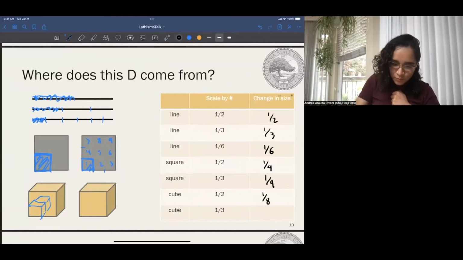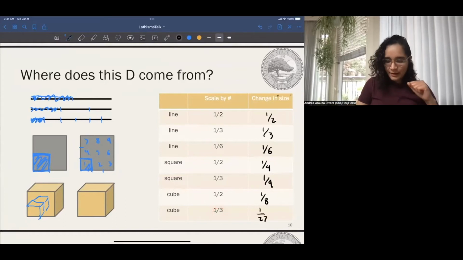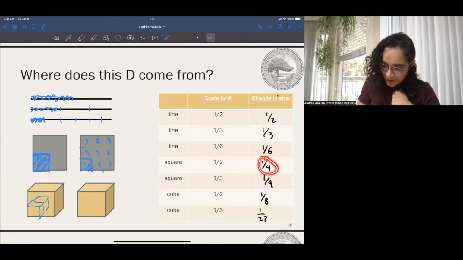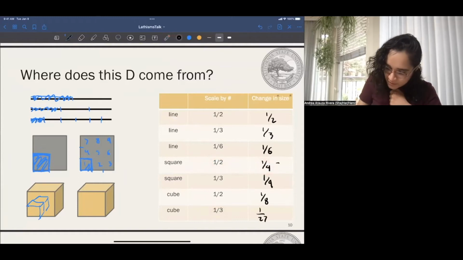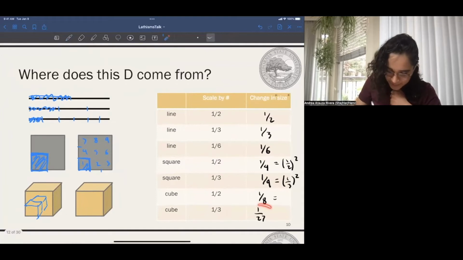And you might imagine what happens when I scale by 1/3. I'm going to get 1/27 of the volume of the original. So let me rewrite a couple of these. So this one here, 1/2, my change in size was 1/4. This is really 1/2 to the second. My 1/9, that's when I scaled by a third. This is really 1/3 to the second. This 1/8 came from scaling the cube by a half. This is 1/2 to the third, and my 1/27 is 1/3 to the third.